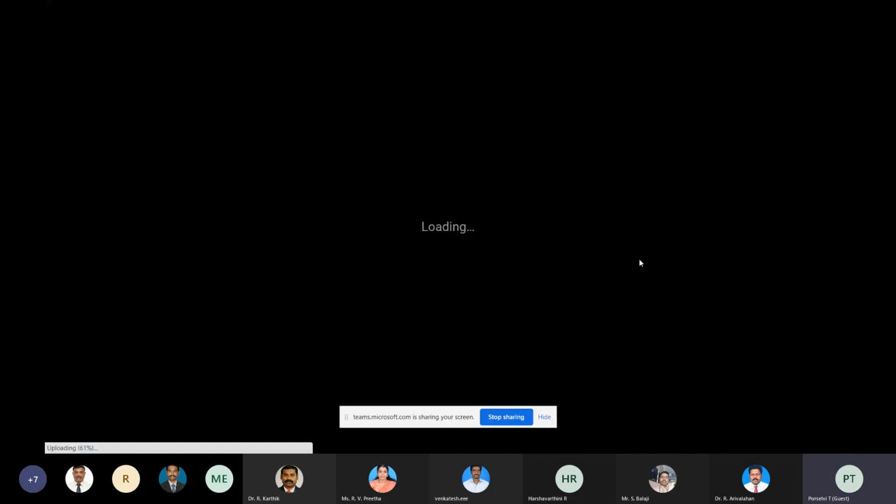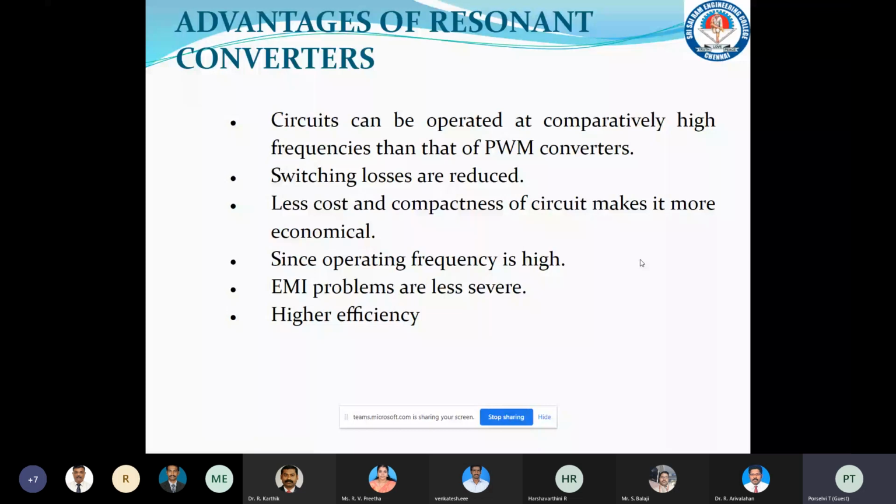So we have seen resonant converters, in which we use the resonant components L and C to operate the DC converter either in zero current switching mode or zero voltage switching mode. Since converters operating at high frequency have more switching losses, we go for resonant converters to reduce them. The advantage is you can operate the circuit at a very high frequency because switching happens at zero voltage or zero current.